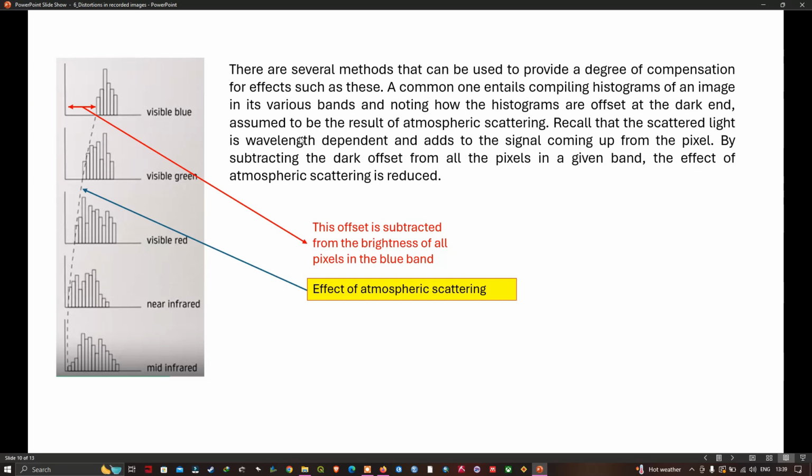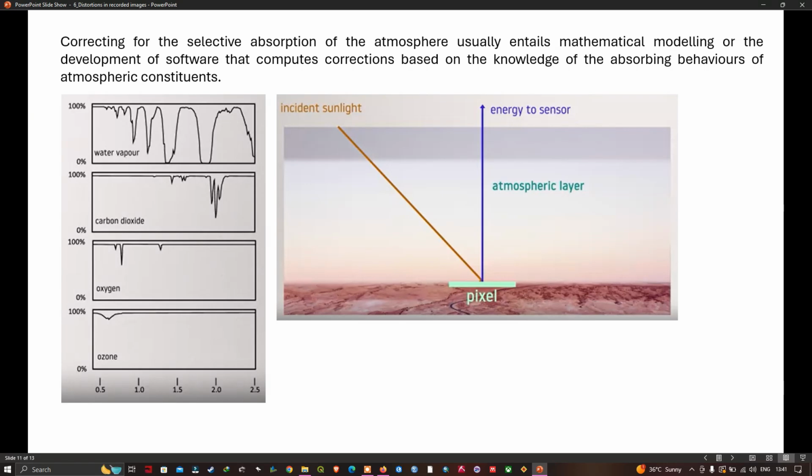In order to correct for the effect of the atmosphere, the offsets are subtracted in each case, so that the image histograms are reset to start from 0. In fact, the offsets are subtracted from the brightness of every pixel in the image, which leads to the corrected histogram. Correcting for the effects of atmospheric absorption on the direct path signal usually requires knowledge of the wavelength dependence of the various absorbers in the atmosphere. There are a number of quite comprehensive software packages that can be used for the task.